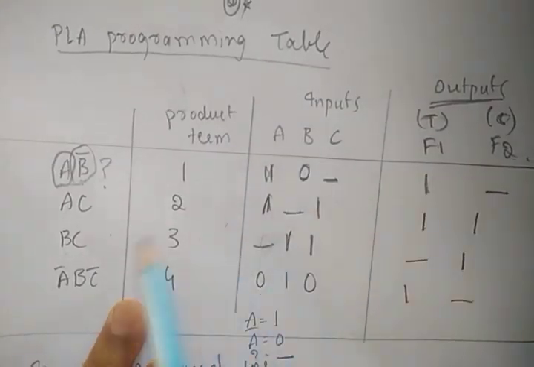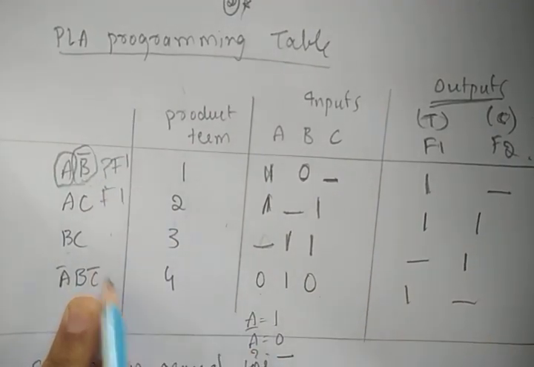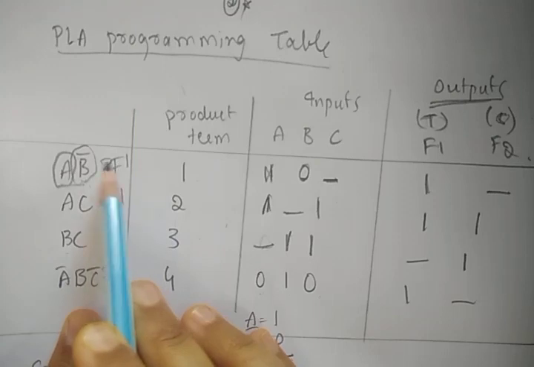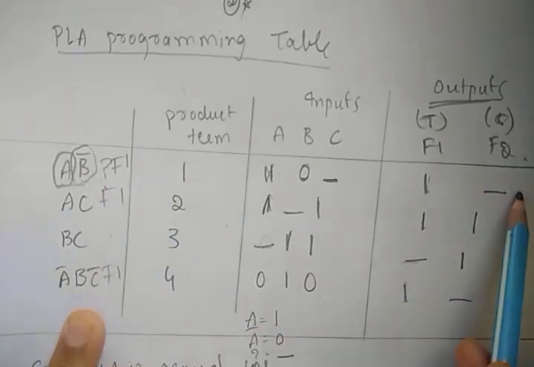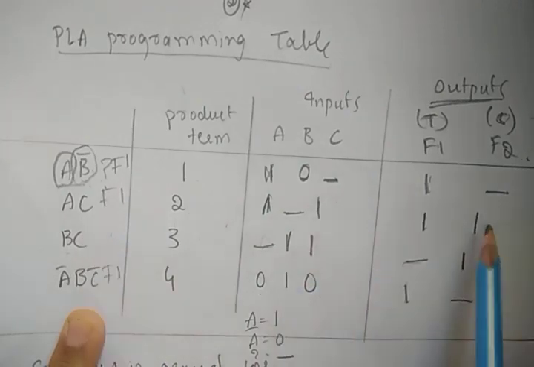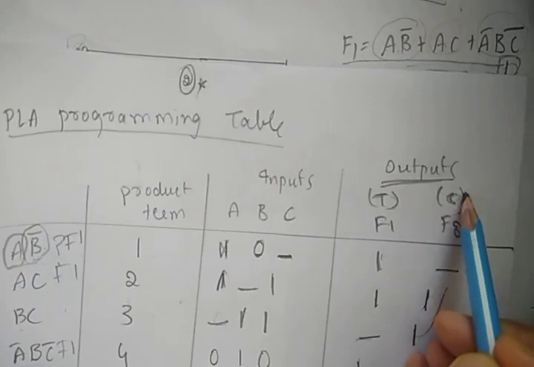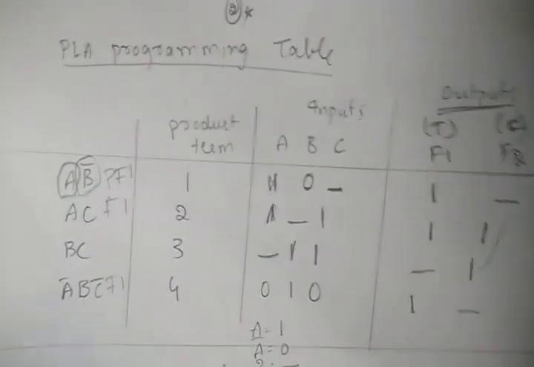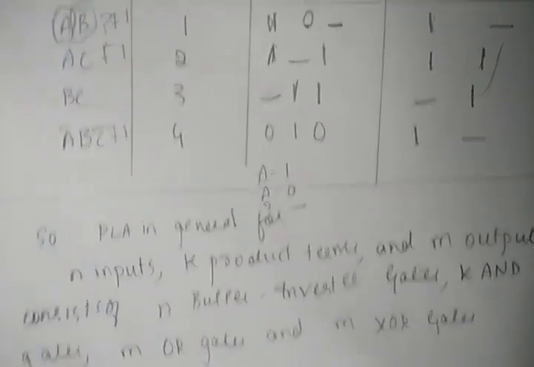So which are function F1? This is function F1. This is function F1. This is also function F1. That is A, B bar, put 1, 0, dash and 1. Next similarly for F2, what do we have? AC plus BC. Complementary means here it is bar. So this is nothing but a programmable logic array programming table.